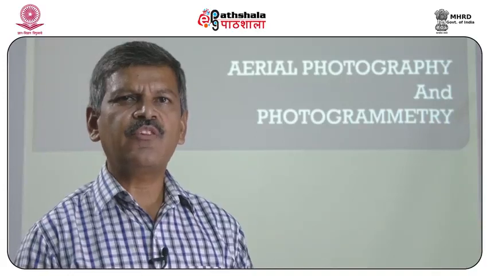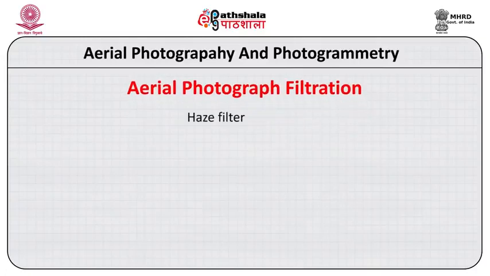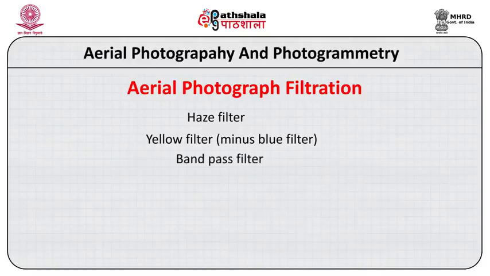Different types of filters are used in an aerial photograph camera. These may be a haze filter, a yellow filter, another type of camera filter is the band pass filter, and a polarized filter. So these were the different filters used for aerial photograph cameras.